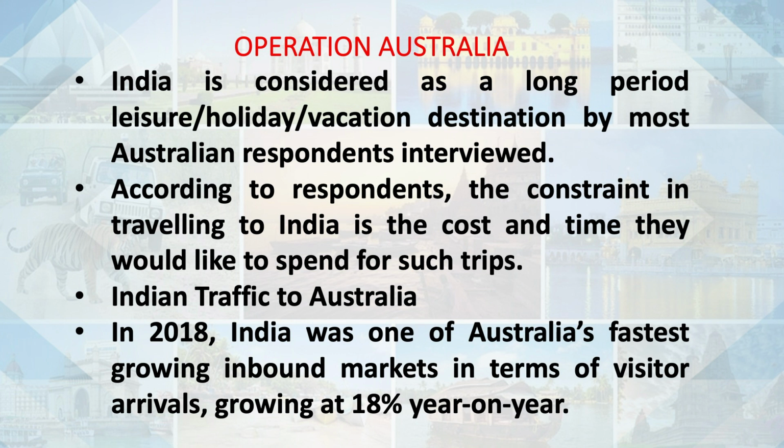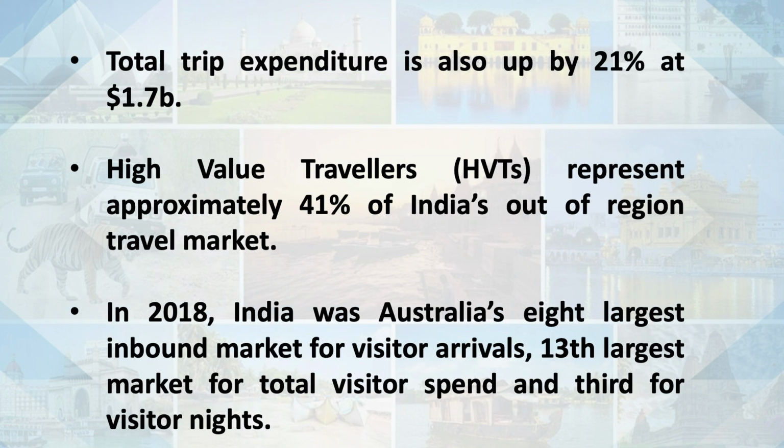So far as India traffic to Australia is concerned, this is also very important. In 2018, India was one of Australia's fastest growing inbound markets in terms of visitor arrivals. It is growing at 18% per year. That's very important. And total trip expenditure has also gone up by 21% to 1.7 billion. High value travelers represent approximately 41% of India's out of region travel market.